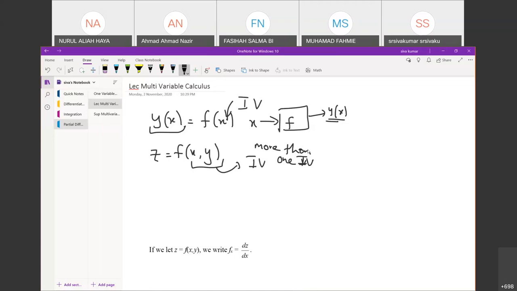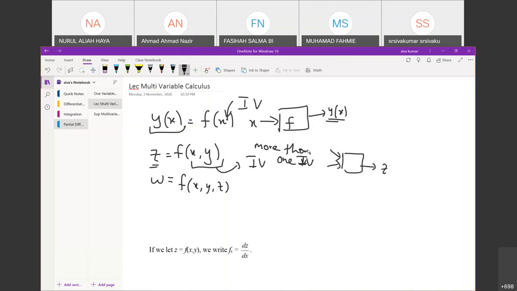That means this can be more than one also, but very important, in this case our interest is to see more than one independent variable. It can be more than three also, x, y, z, where I can put here w. This is very important. The definition can be three. Therefore, in this particular case, I want you all to see we are giving two inputs to produce one outcome.